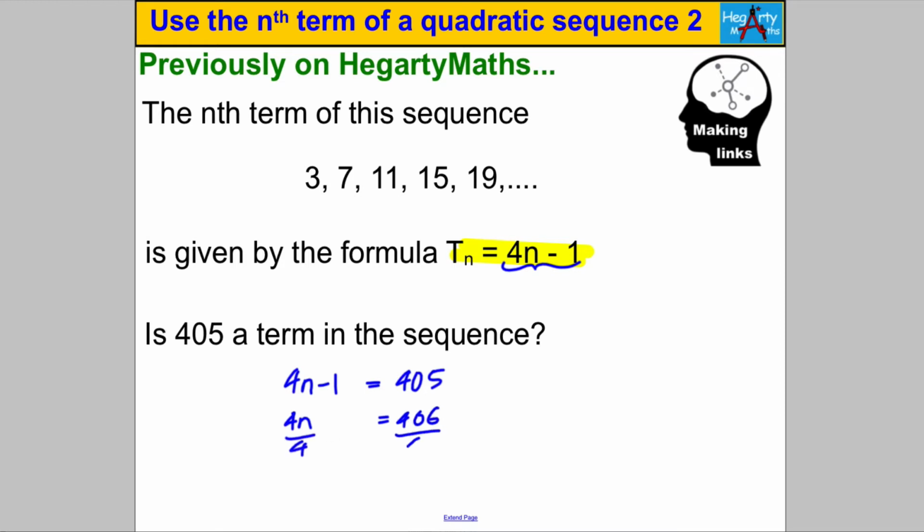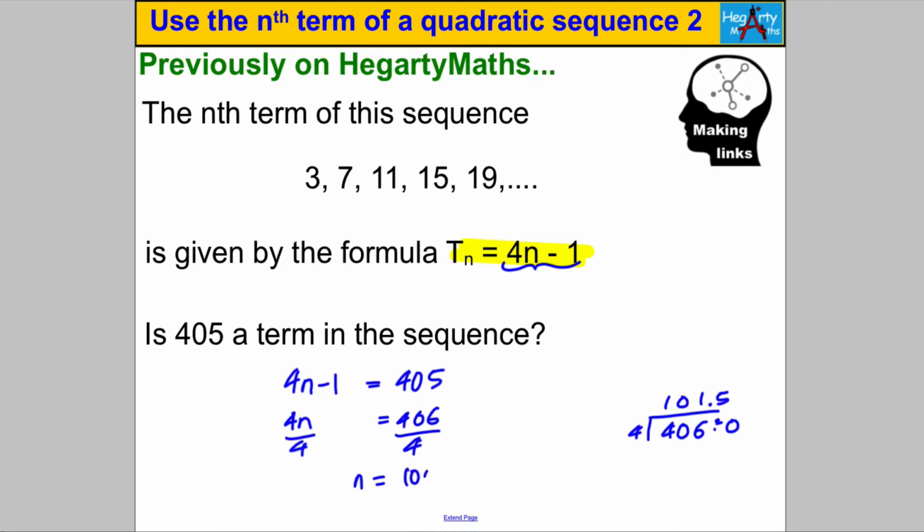Now it turns out when you divide both sides by 4, let's do the division over here. 406 divided by 4. Does 4 go into 4? Yeah, one time. Does 4 go into 0? No times. Does 4 go into 6? It goes in one time, but remainder 2. So you put a decimal there, put 2 there, and then does 4 go into 20 five times?